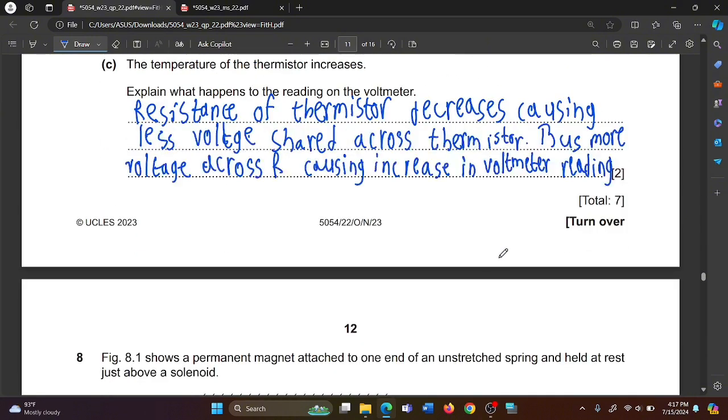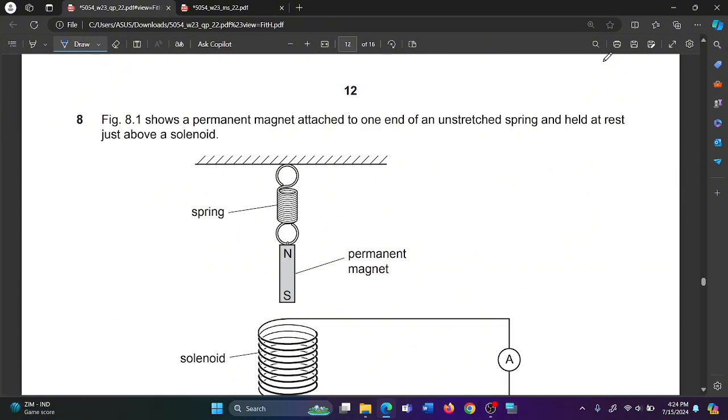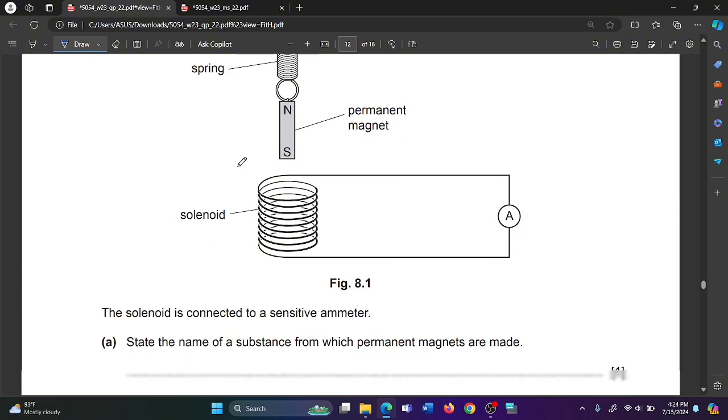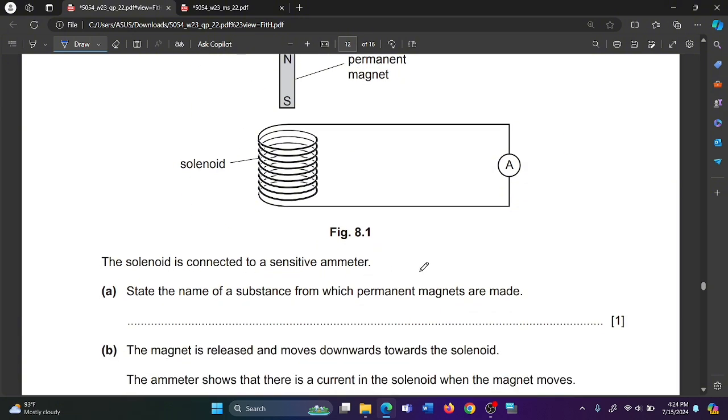Now let's move on to question 8. Question 8 says that figure 8.1 shows a permanent magnet attached to one end of an unstretched spring and held at rest just above a solenoid. This is the magnet. This is an unstretched spring. When we release the magnet, the spring will be stretched and the magnet will fall down into the solenoid. The solenoid is connected to a sensitive ammeter which measures the current.